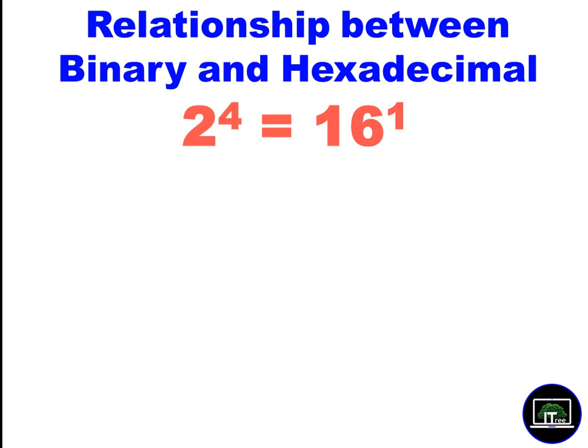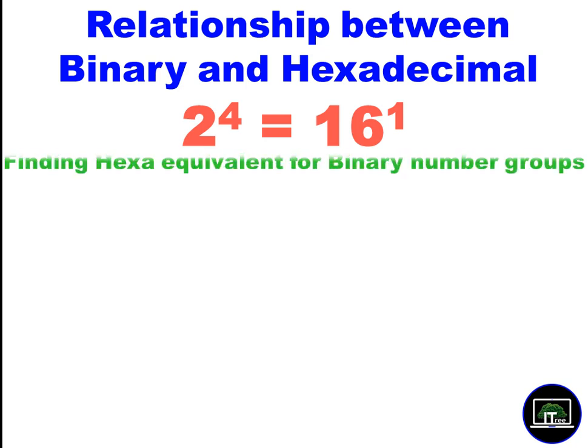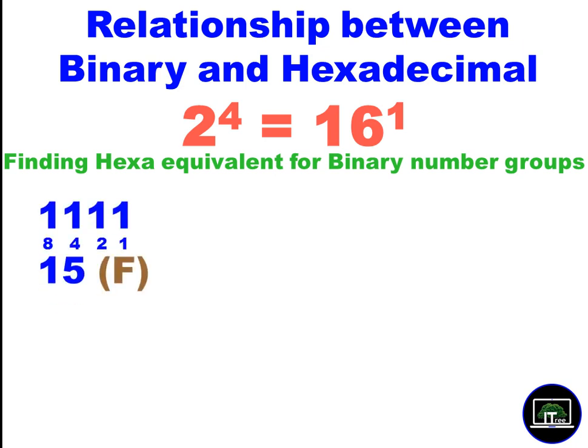What does that mean? You need 4 binary digits to make one hexadecimal digit. That is 2 to the power 4 equals 16 to the power 1. So now we try to find the hexadecimal equivalent for the groups. You write something like this: 1, 1, 1, 1, four ones. But the value is 15. You know already, you can't write 15 there. In hexadecimal, there is no single digit called 15. It should be written as F.